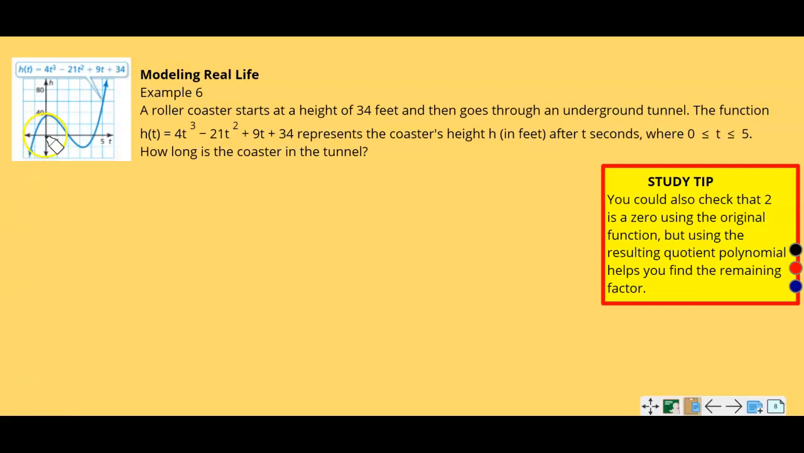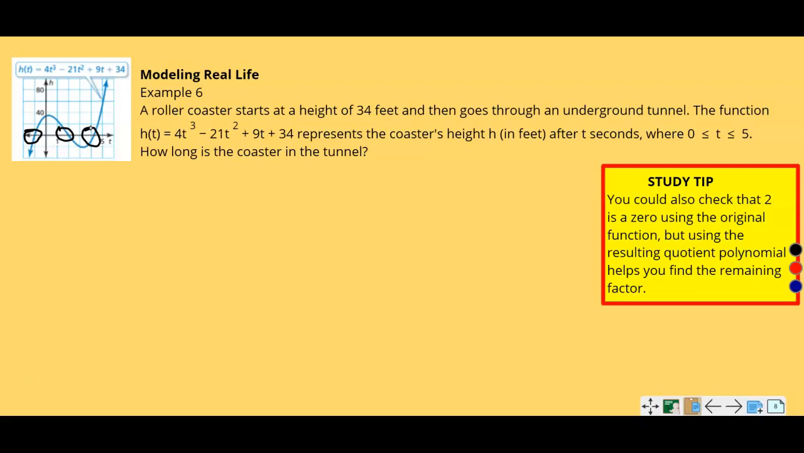All right, so you can see here 0 to 5 seconds is on the graph. It does go before that and after that, but we know that's not realistic for a roller coaster. So what they're saying is the roller coaster, we're only evaluating for the domain 0 to 5 seconds. All right, but looking at the graph, we can see that there are zeros. Zeros are where it crosses the x-axis at -1, 2, and then somewhere between 4 and 5. So those are what we're going to work with.